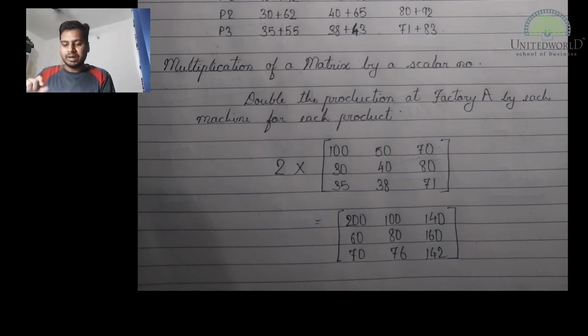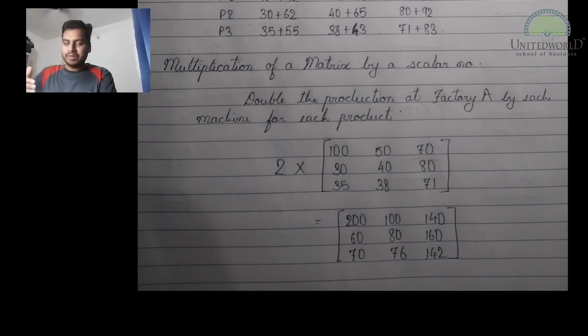So let's take a simple example. In the last video we took the example of two factories. If you look at the production of factory A, there are three machines, M1, M2, M3, and three products, P1, P2, P3. If you get a question that says double the production at factory A by each machine for each product, that means you have to double the production of every machine and every product. What does that mean? It means multiplying the entire factory 1 matrix by the number 2. Doubling means multiplying by 2, tripling means multiplying by 3. So this is a problem of multiplying that matrix by a scalar number 2.